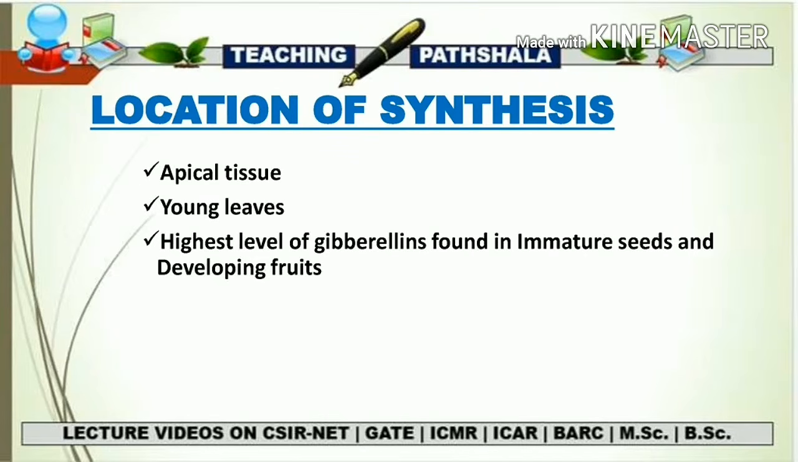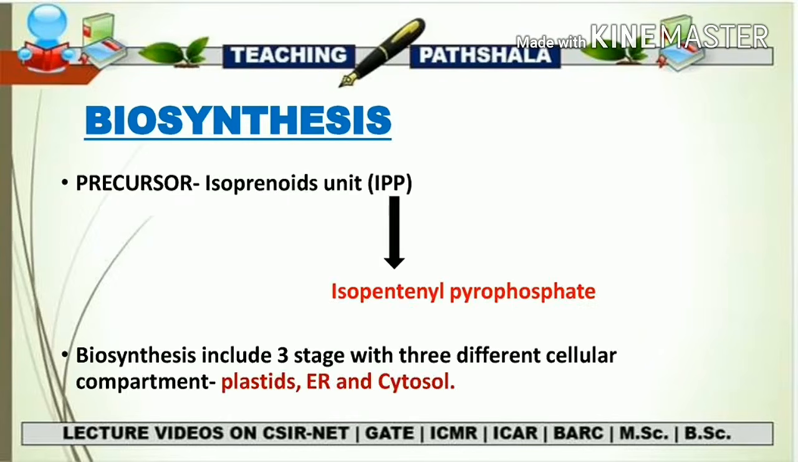The first location is the apical tissue, that is, you can say, the shoot apex or shoot area. The second location is the young leaves. The third location is the immature seeds and developing fruits, where the highest level of gibberellin is found. Along with that, it is also found in the root region.